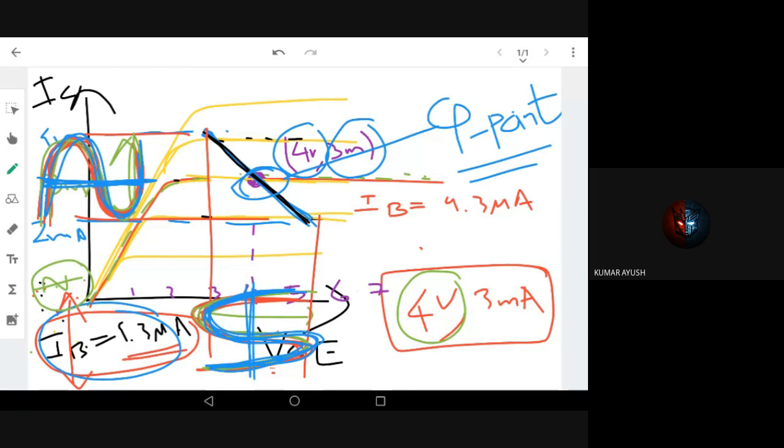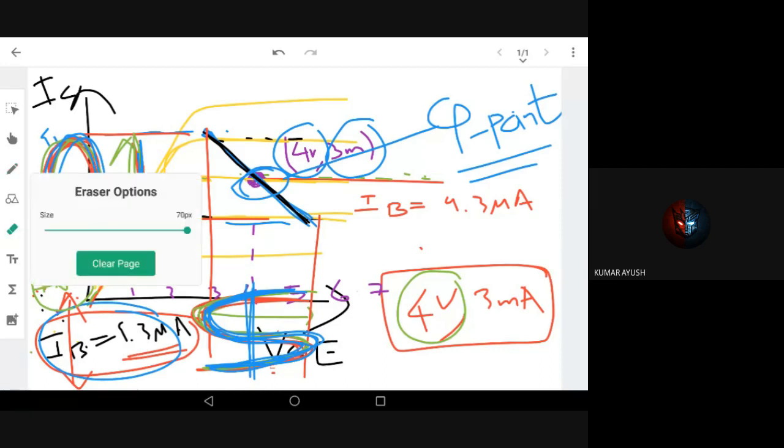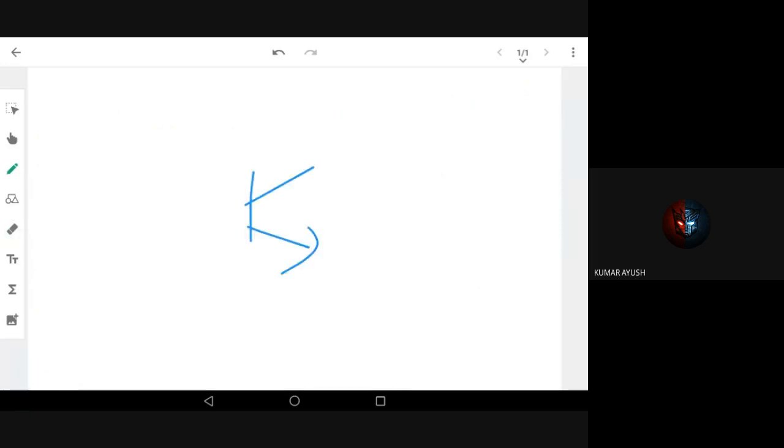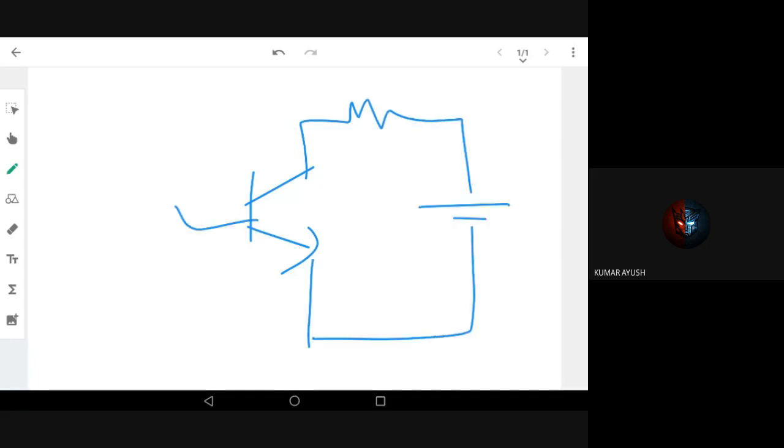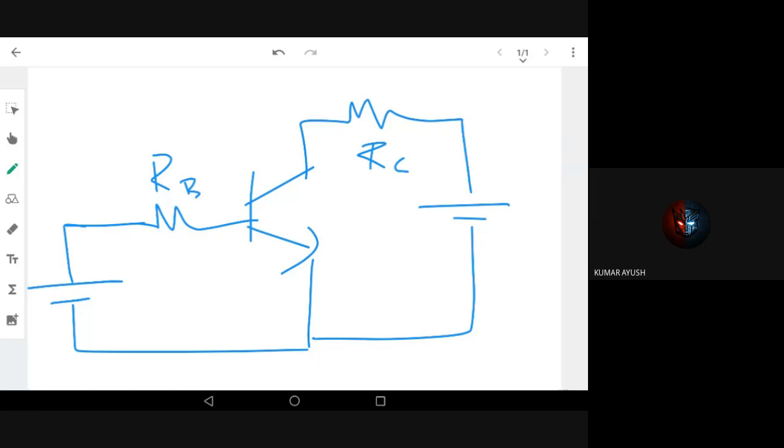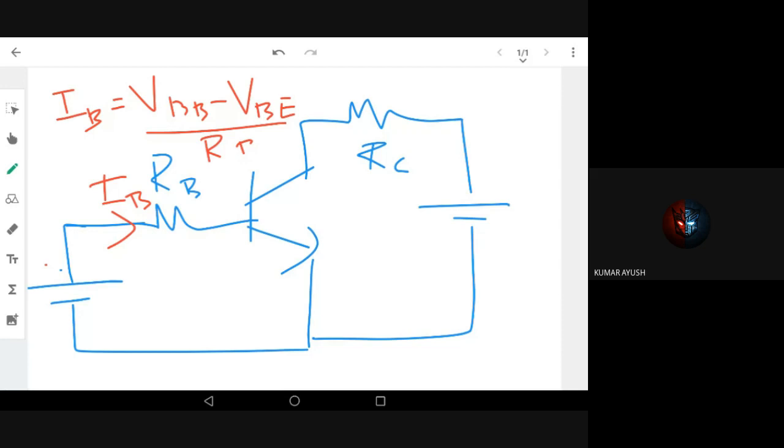So I'll repeat what we have done. This is the transistor. We have RC, we have VCC, and we have IB, VB. So this is RB, and this is RC. First, we need to find the IB. We have the equation of IB: IB equal to VBB minus VBE, which is 0.7 for silicon, divided by RB. This is how we got IB.